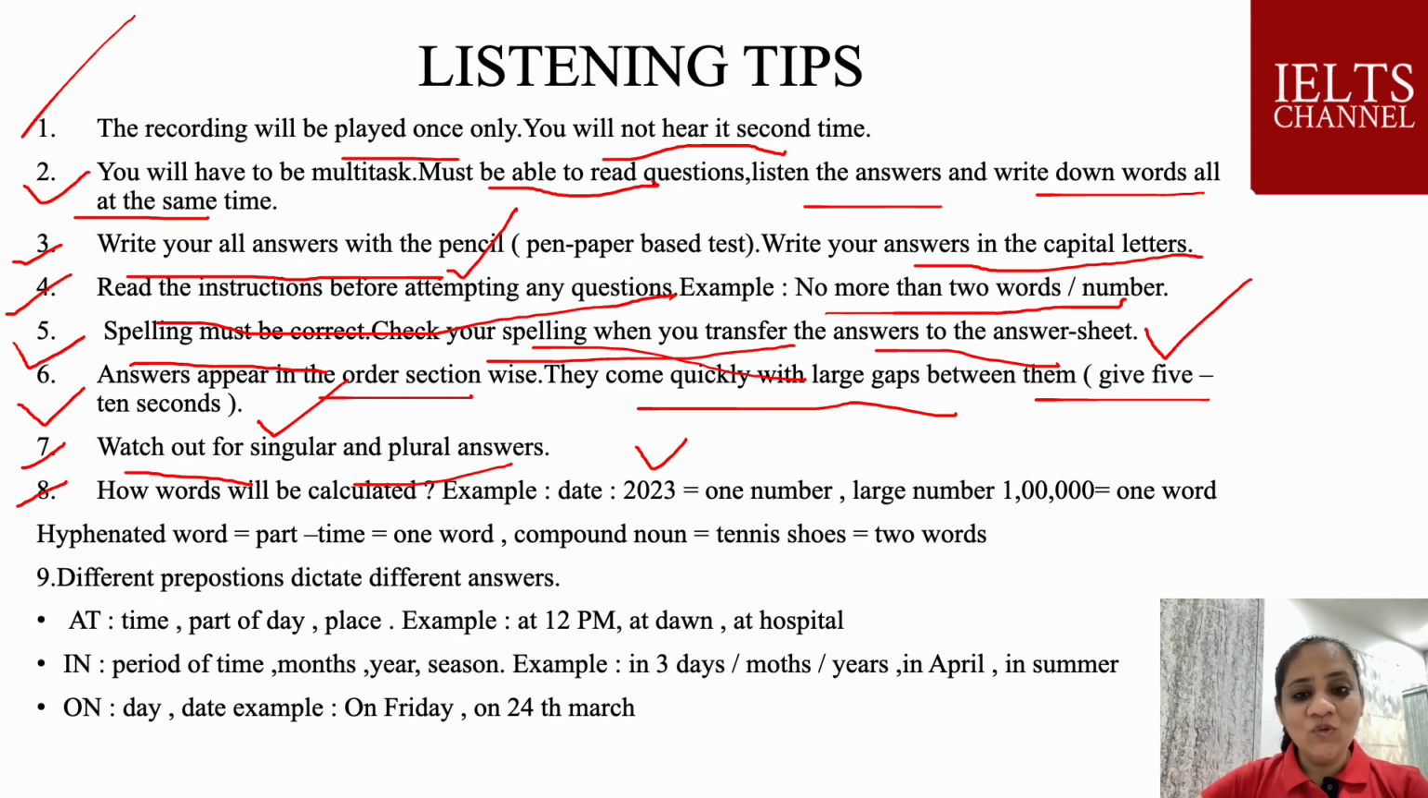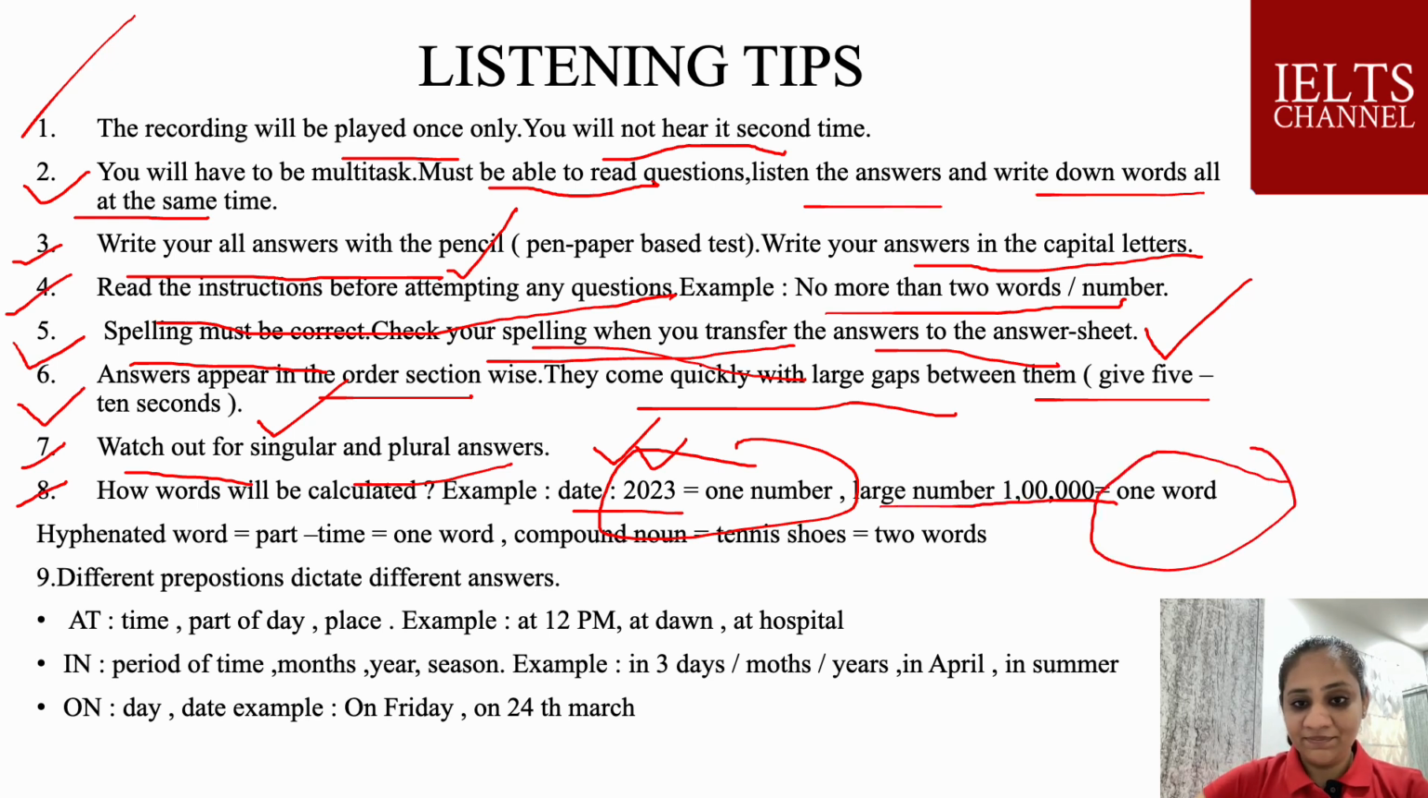Okay, let's see number 8. How will words be calculated? Like the example, if your date is 2023, the number is given, so this is calculated as one word. If 1991 is given, this is calculated as a one-word number. If you have a large number like this, it will be calculated as one word. If a hyphenated word is given, like part-time, it is calculated as one word, while a compound noun like tennis shoes is two words.